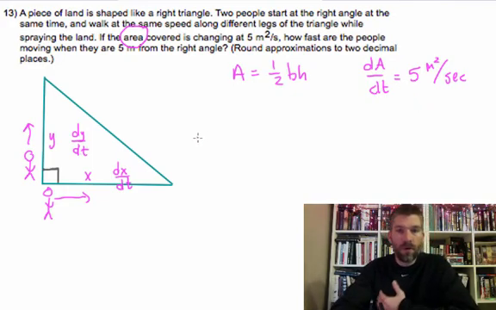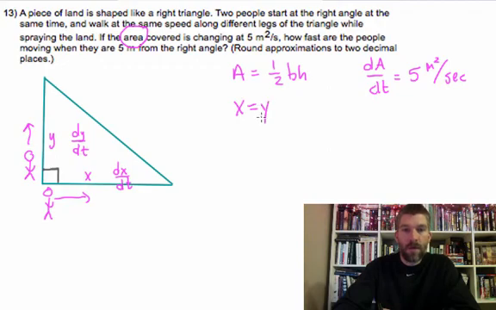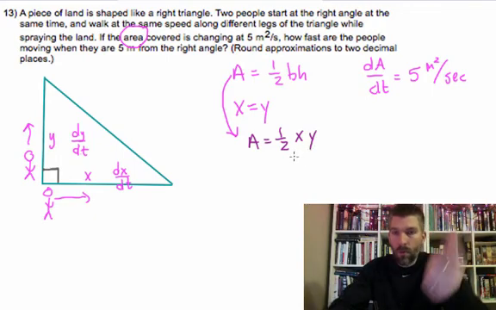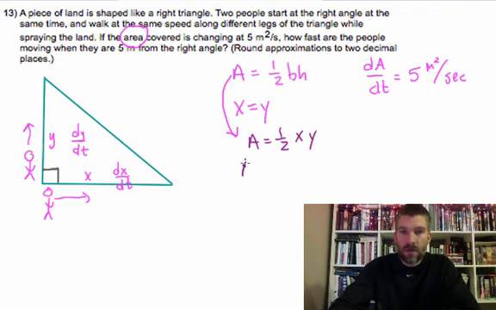Well, we're told that two people start at the right angle at the same time, walk at the same speed on different legs. So what we know from that is that x equals y. So this problem then changes just a little bit, and we're actually going to use A equals 1/2 x times y. But we just said x and y were the same, so we're actually going with A equals 1/2 x squared. Okay, so this is the model right here. This is the equation that we're going to use from the model that we developed to represent our situation. So I'm going to go ahead and take the derivative.